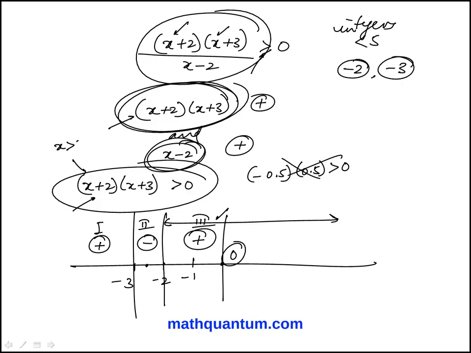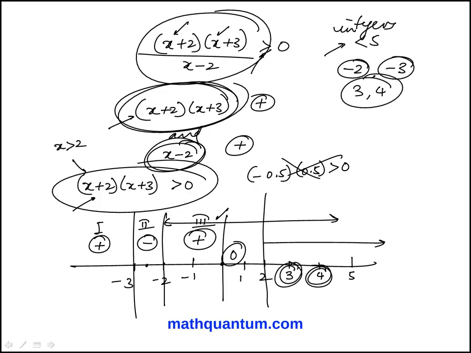Denominator would be positive when x is greater than 2, which is here. So the common values, or the region where both are positive, that's going to happen at 3 and 4. And 5 is not acceptable because we're specifically asked for integers less than 5. So we get 2 more, 3 and 4. So we're at 4 here.